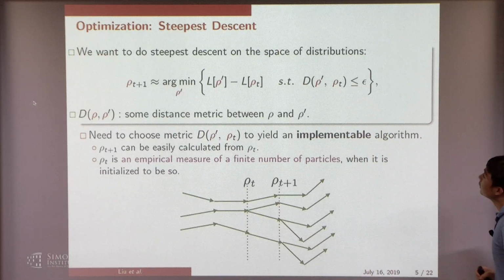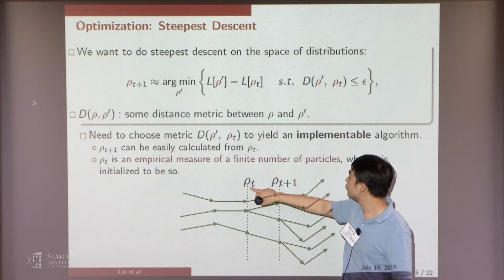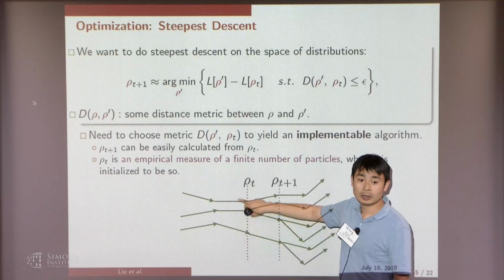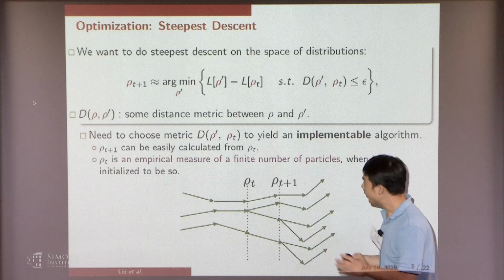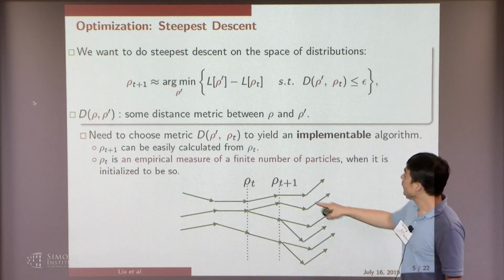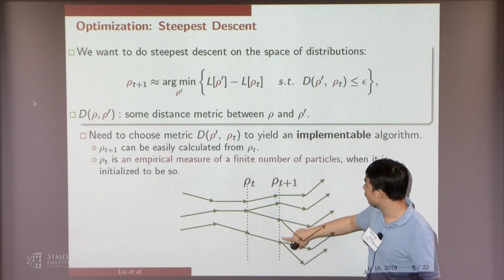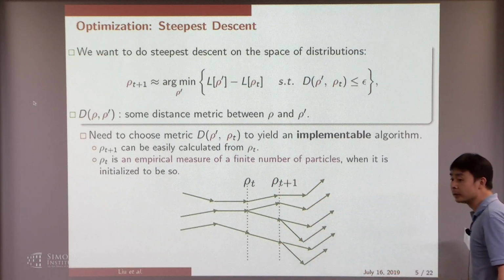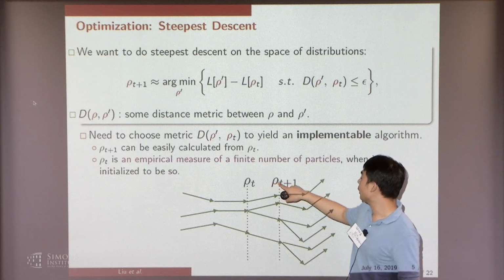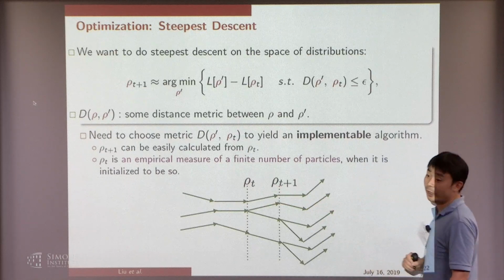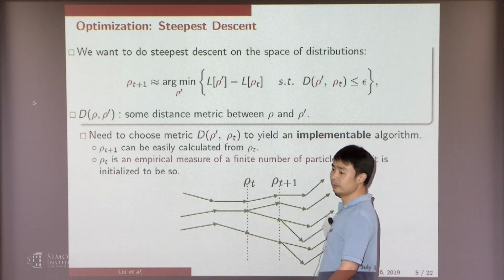What that means is that I need to choose the probability metric properly so that if my rho t is an empirical measure of a finite number of neurons, right, which corresponds to a practical finite size neural network, then following this derivation my rho t plus 1 has to always also be a finite size neural network. And I also want to make sure that from rho t to rho t plus 1, the computation is fast, as something like gradient descent.